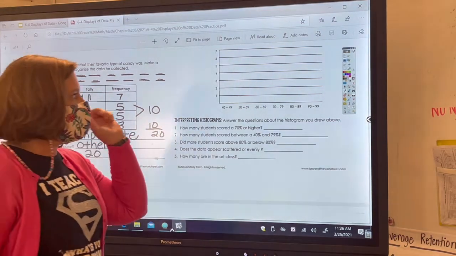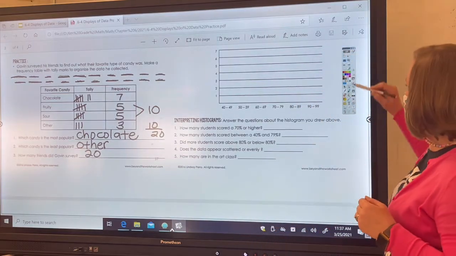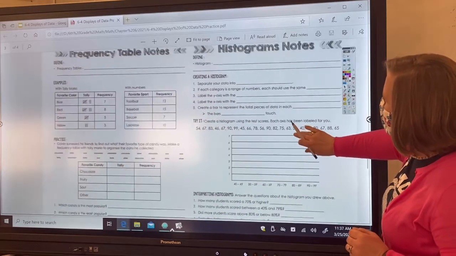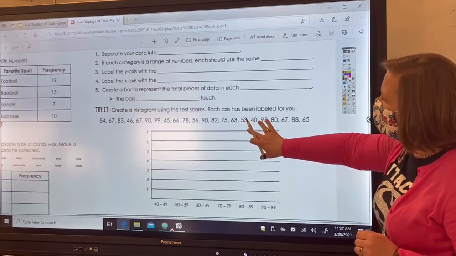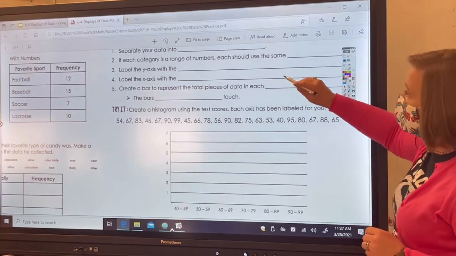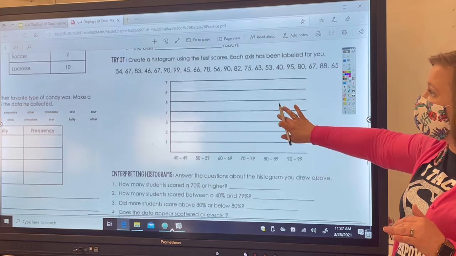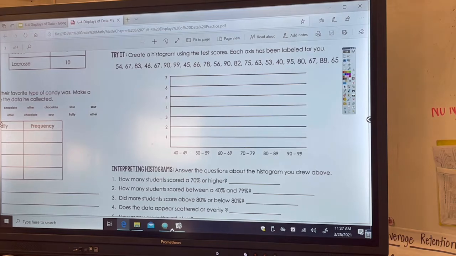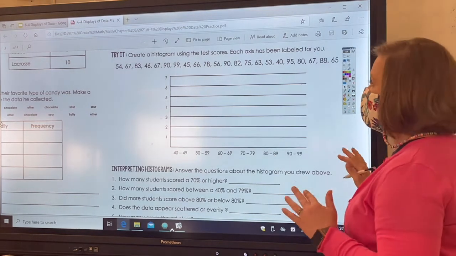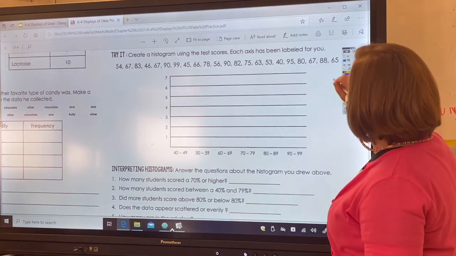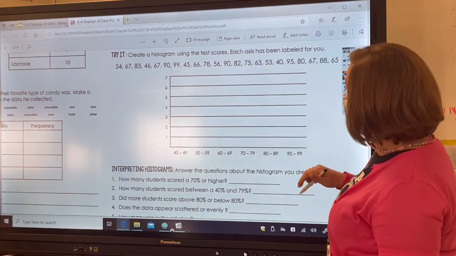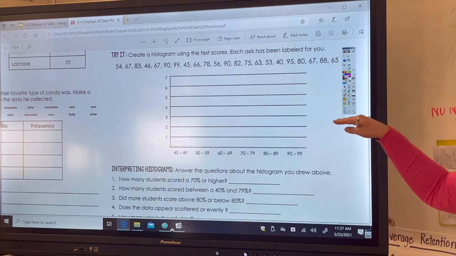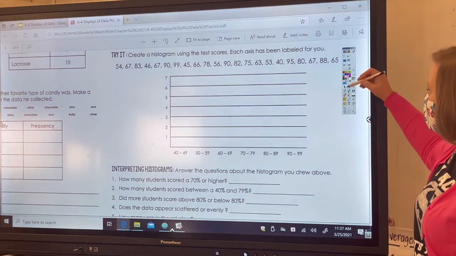All right. So the tricky one to create is the histogram. So let's look at the histogram. We are not going to do this top part 1 through 5. We're not doing that because we talked about that yesterday when we talked about our notes. So I'm not going to make you rewrite and fill in those blanks right there. So what we're going to do is we're going to create our histogram. Each axis has been labeled for us, and we have these numbers, okay? Says these are all test scores, and then we've got to figure out the frequency of our test scores.